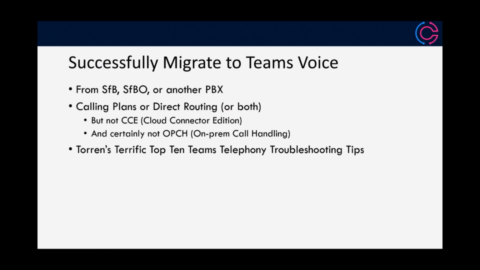What we're talking about today is successfully migrating to Teams Voice. That could be from Skype for Business, from Skype for Business Online, or some other PBX, maybe an Avaya or a Cisco or ShoreTel, or something even older and more random. You could go to calling plans or direct routing, or possibly even use both, but not use Cloud Connector Edition or on-premises call handling. We'll dive into all of these definitions if you're not super clear on what they are or what some of the differences might be. And then at the end, we have Torren's terrific top 10 Teams telephony troubleshooting tips. And yes, it did take me a while to come up with that.